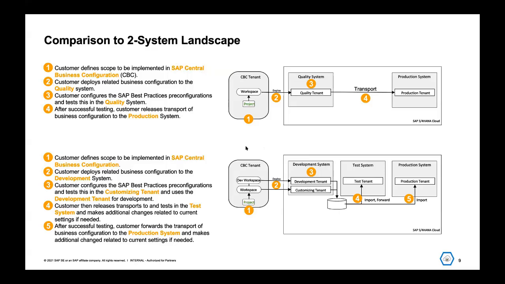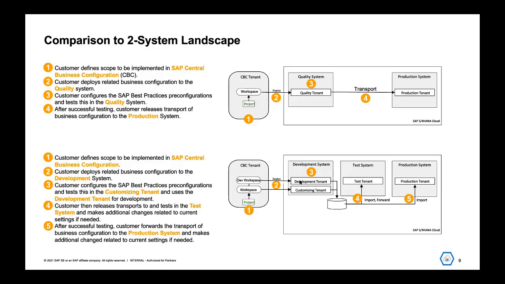In the three-system landscape, it's slightly different. You have not only one workspace, you have two. One is comparable with the workspace above, and this workspace is for your main project. And you have another workspace called the development workspace, where you can do some extensibility. Here you can add special functions. As I said, it's called Steampunk. That is another session, because this is really related to extensibility.